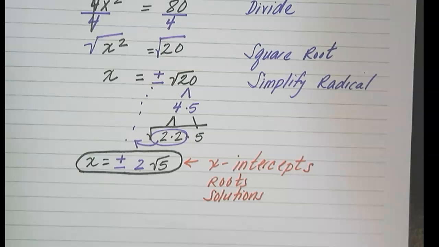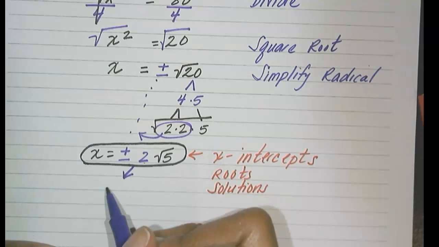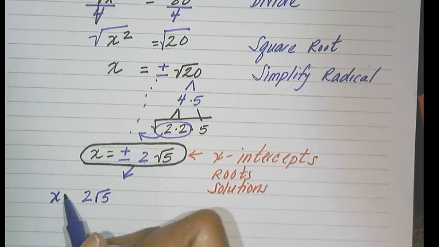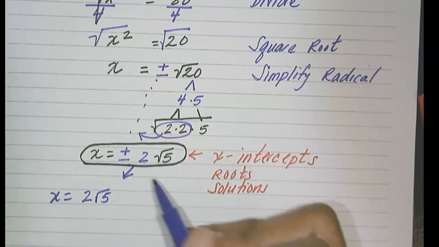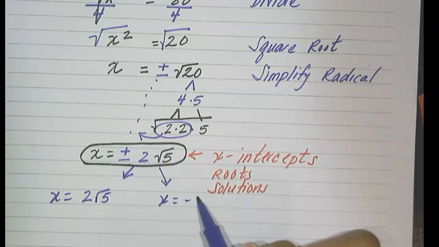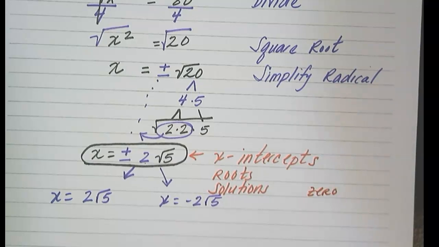Why? Because you're probably saying, Miss Gabriel, why you put that S on there? Let me tell you why. Because this can be broken down to a positive 2 square root of 5. That's what x equals. And x can also equal a negative 2 square root of 5. And one more word before I forget. It's also your 0. Okay, so that's your 4 words, all representing the x-intercept.